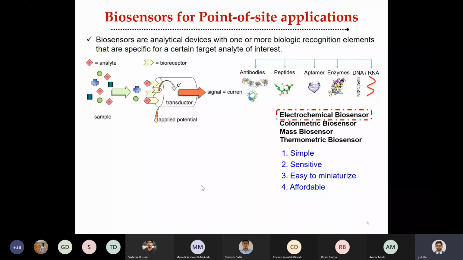Sir, why does it have to be simple? As long as it's easy to miniaturize and affordable, it's fine, right? Why should it be simple? Just think about what is the meaning of the simplicity. So see, I am developing a sensor device. There are lots of channels, lots of electrical connections we need, lots of chemicals we need. So we have to put so many chemicals.